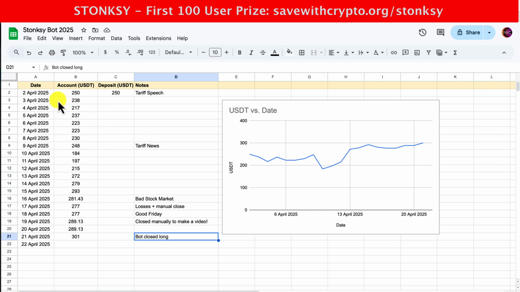Okay, so I started this on the 2nd of April 2025 with 250 USDT. It's currently up to about 300, which is about a 20% increase in about 21 days. So I'm happy with that. If I can make 1% a day, I'm very, very happy.